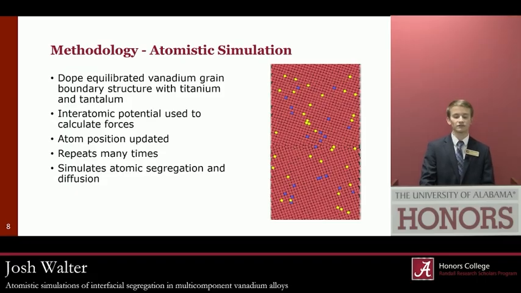And then after that, the interatomic potentials I was talking about are used to calculate the forces and where the atoms want to go, where they would like to be inside this grain boundary structure. Then the atom positions will be updated, and this will repeat many times until the most natural state for the structure has been achieved and atomic segregation and diffusion has been simulated.